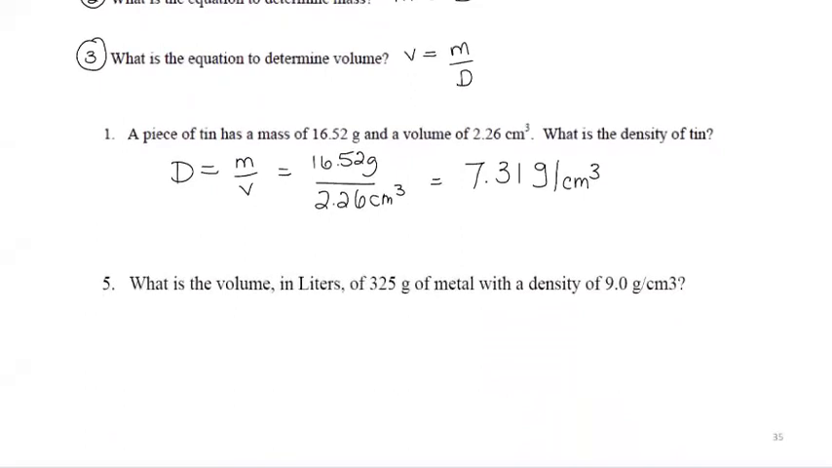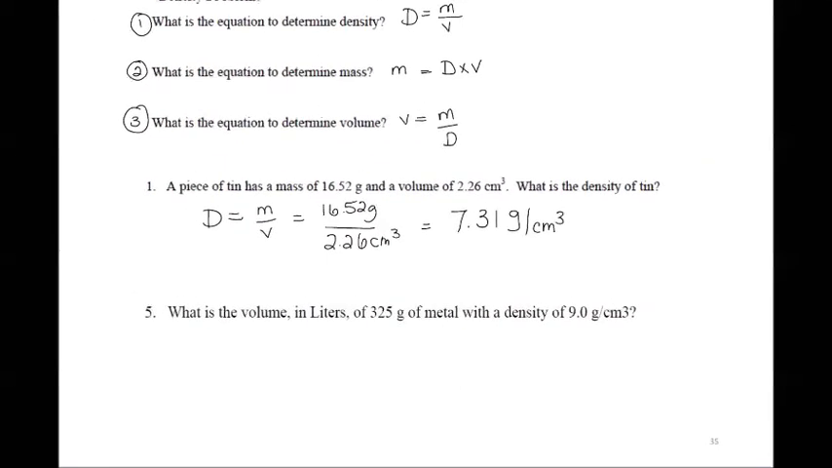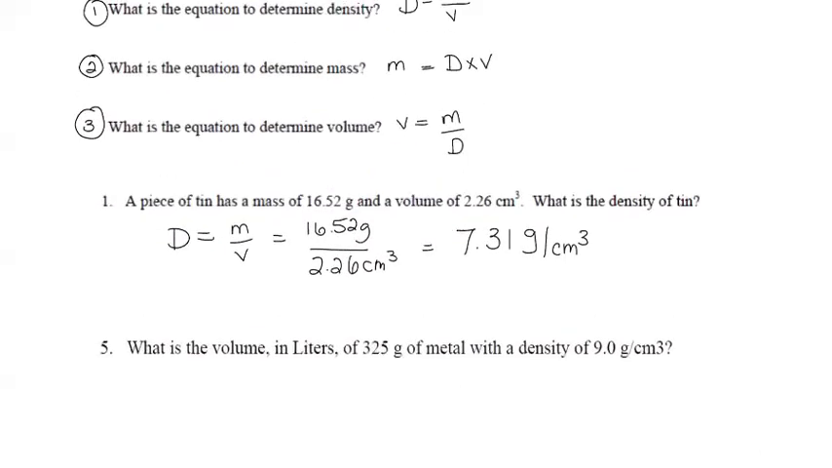Let's do one more problem. What is the volume, in liters specifically, if you're given grams and density for a specific metal? So out of the three equations, which one are we using? One, two, or three? Great job, the third one. Volume equals mass over density. 3.25 grams divided by 9.0 grams per centimeter cubed. So we do 3.25 divided by 9.0, okay?